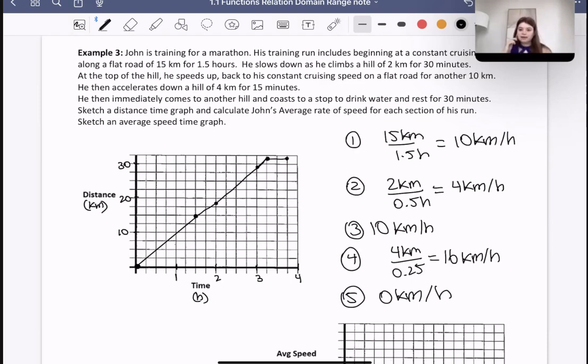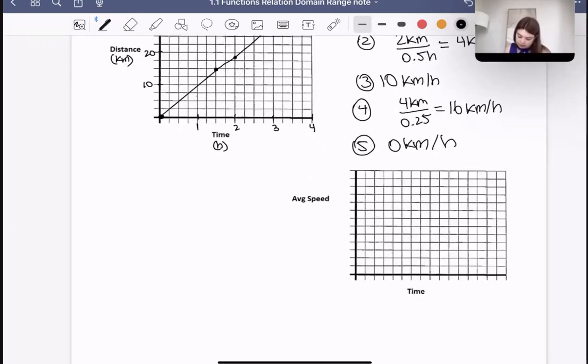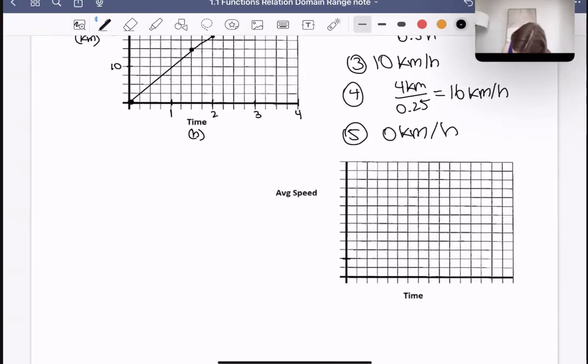Next, let's draw his average speed for the different times. The highest average speed was 16. So let's see, if we do 5, 10, 15, 20, 25, 30. Actually, can we do 1 unit per thing? Yeah, we could do 1 unit for each thing. So 1, 2, 3, 4, 5, 6, 7, 8, 9, 10. Oh no, that's not going to work. That'll just get us to 13. We need to get up to 16. So we'll do it by twos.